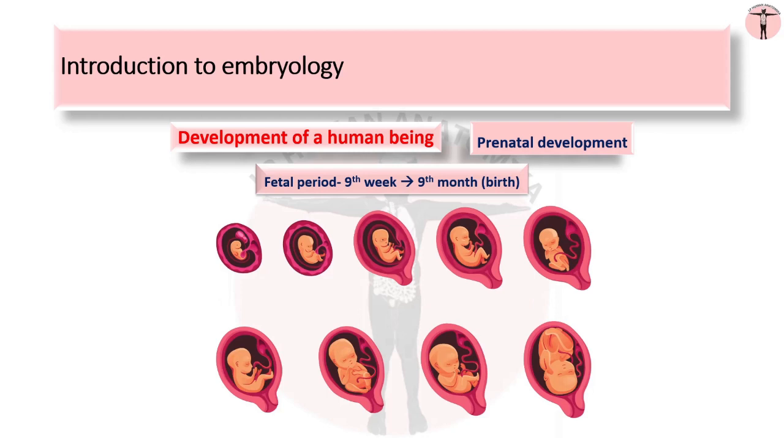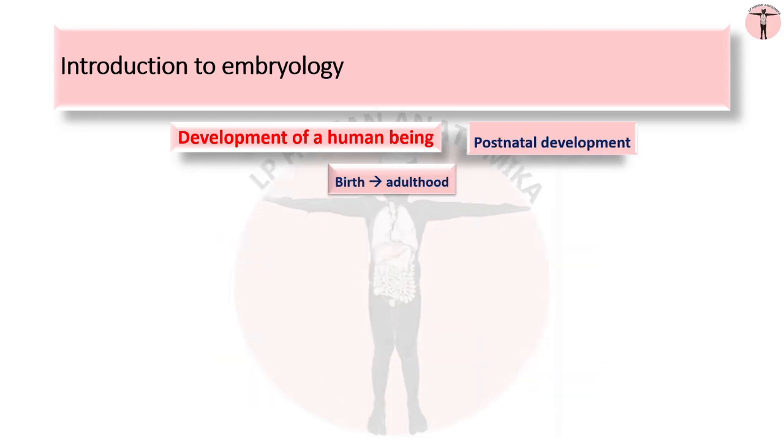Fetal period extends from 9th week to 9th month. This includes the following: growth of fetus in all dimensions and specialization of various body structures. With this, now let us see the postnatal period of development. It extends from birth of an individual to adulthood.